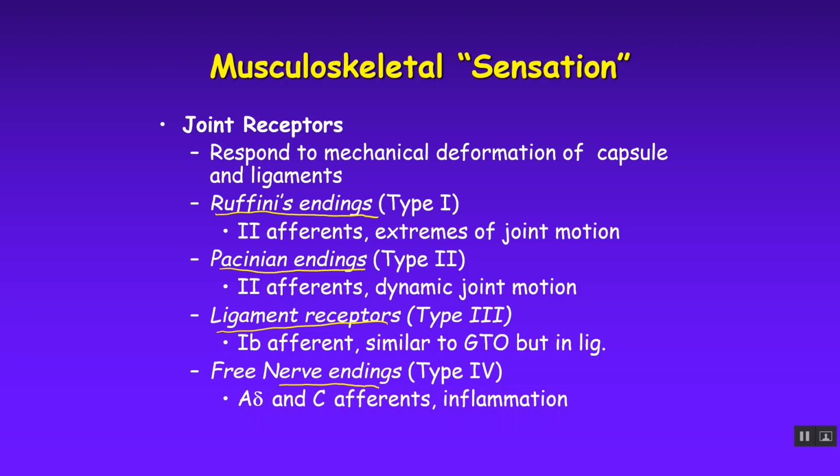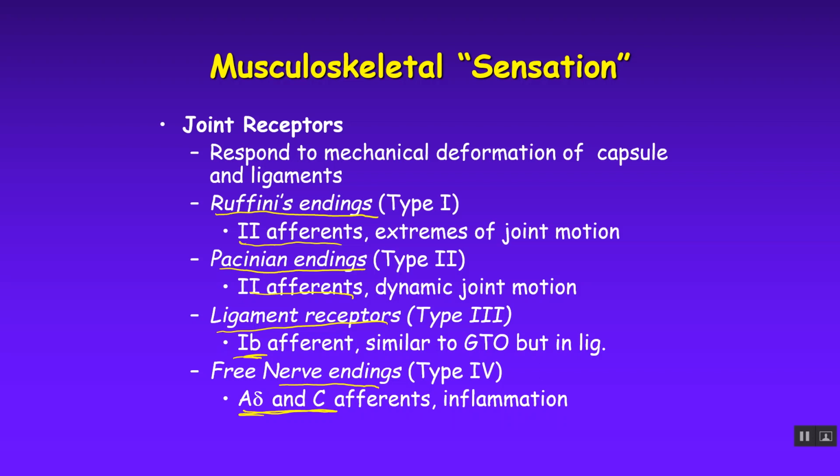You'll see that they're all pretty fast. They're either using axons that carry that information on, either type 2 or 1Bs. The only one that's slower is the free nerve endings that carry it on A delta and C. That's for inflammation and pain within your joints. Those are the pain receptors within your joints. The first three are all mechanoreceptors providing position sense, okay?